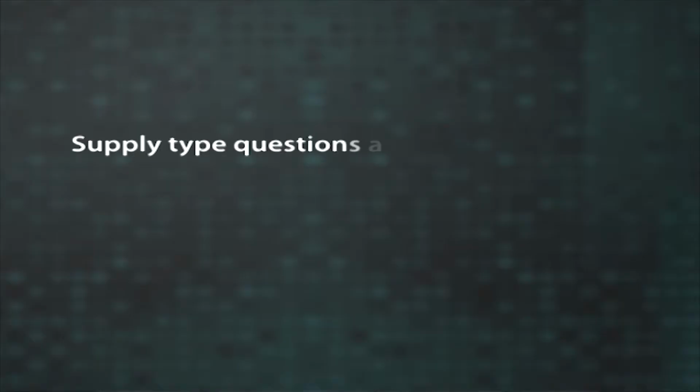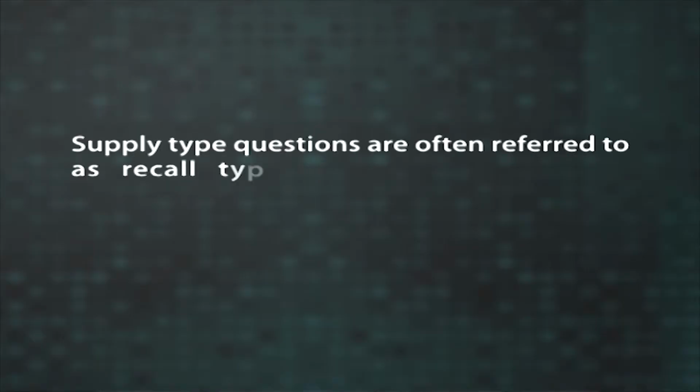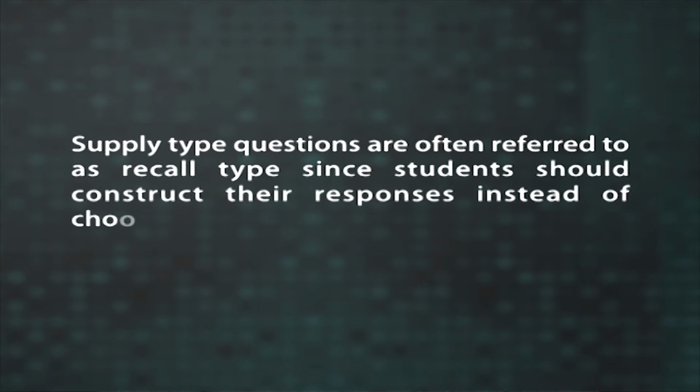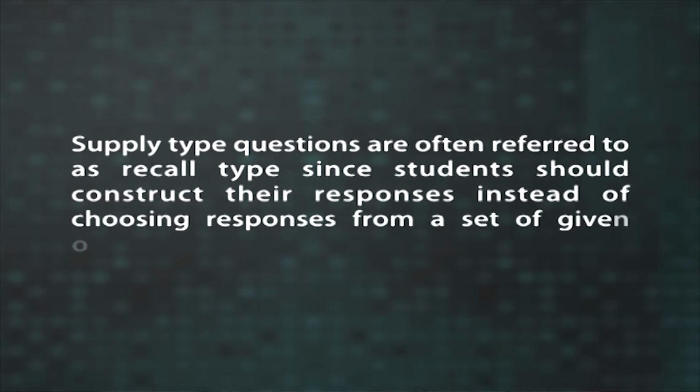Supply type. In this type of objective items, students are required to supply their answers. Supply type questions are often referred to as recall type, since students should construct their responses instead of choosing responses from a set of given options. Completion type questions belong to this category.